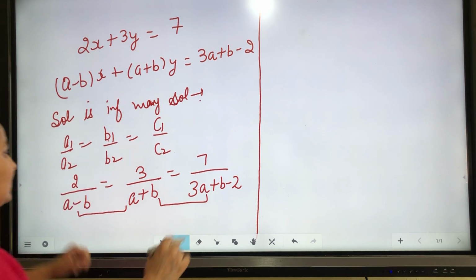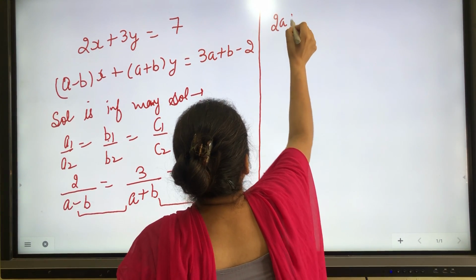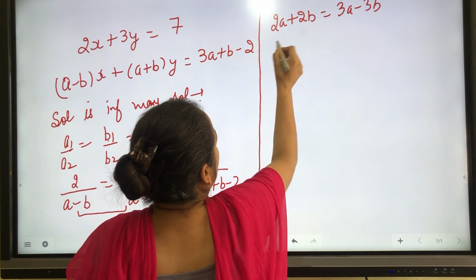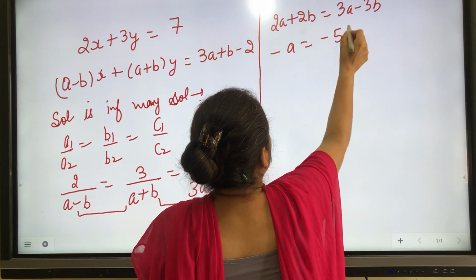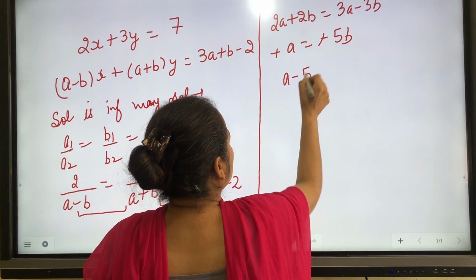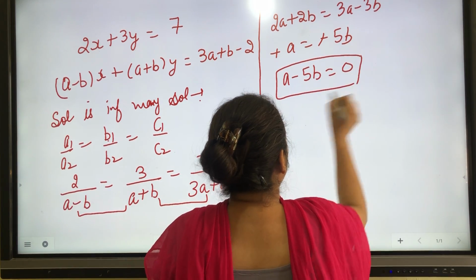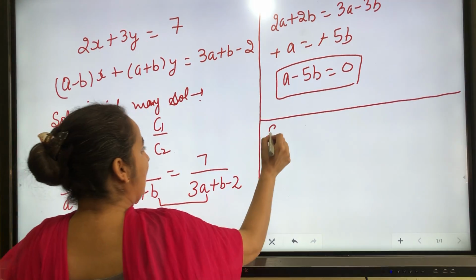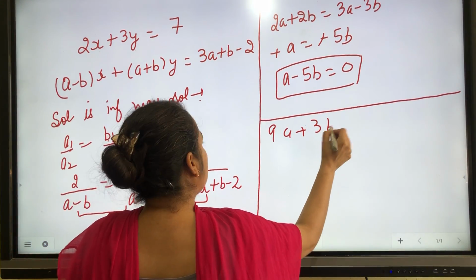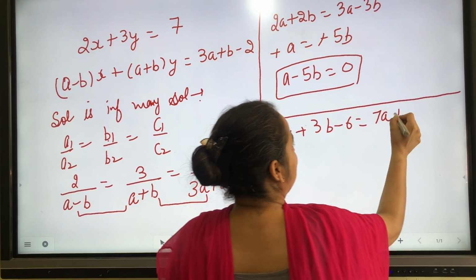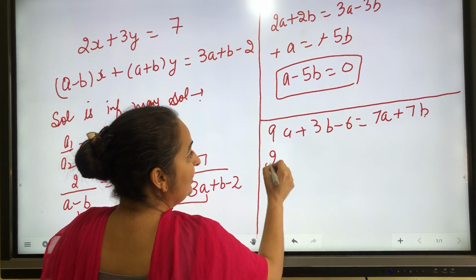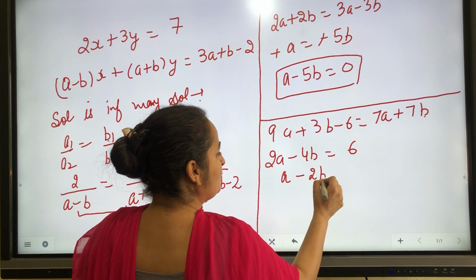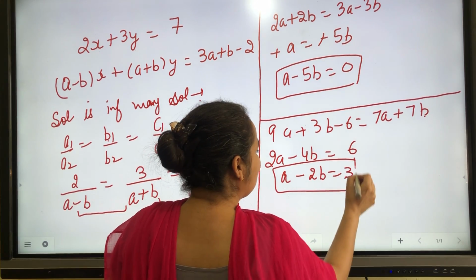The first equation is 2a + 2b = 3a − 3b. That is −a = −5b, and a − 5b = 0. This is the first linear equation. And for the next, that is 9a + 3b − 6 = 7a + 7b. That is 2a − 4b = 6. 2 is common. a − 2b = 3. This is the second linear equation.